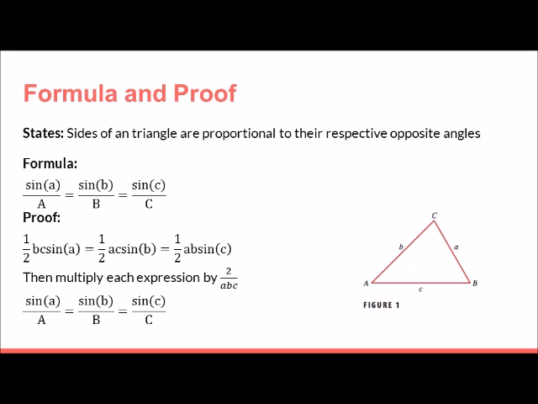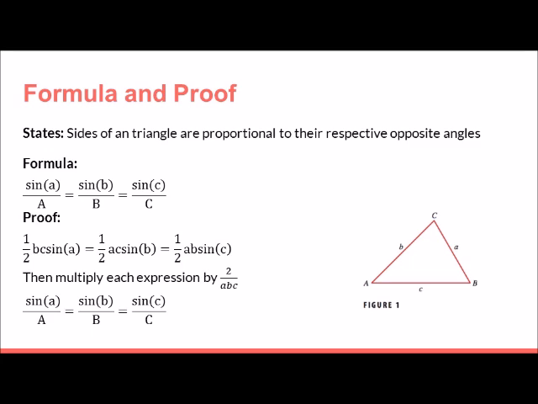The law of sines shows that the sides of a triangle are directly proportional to their respective opposite angles. The formula, based on the triangle shown below, is sine A over a is equal to sine of angle B over b is equal to sine of angle C over c.